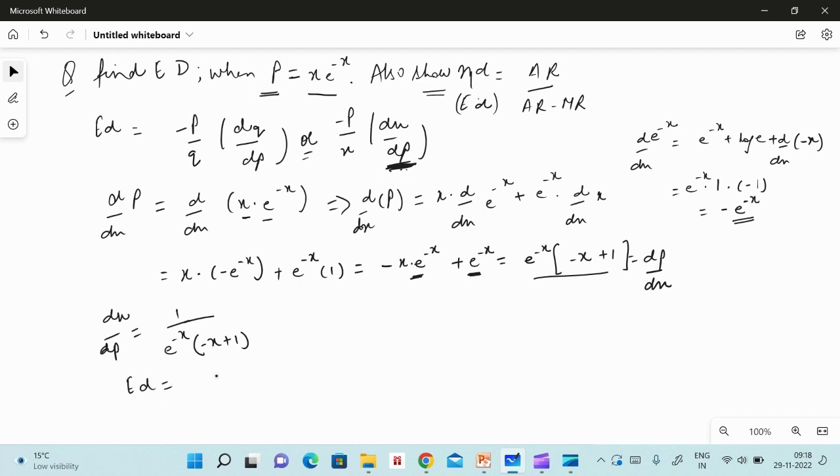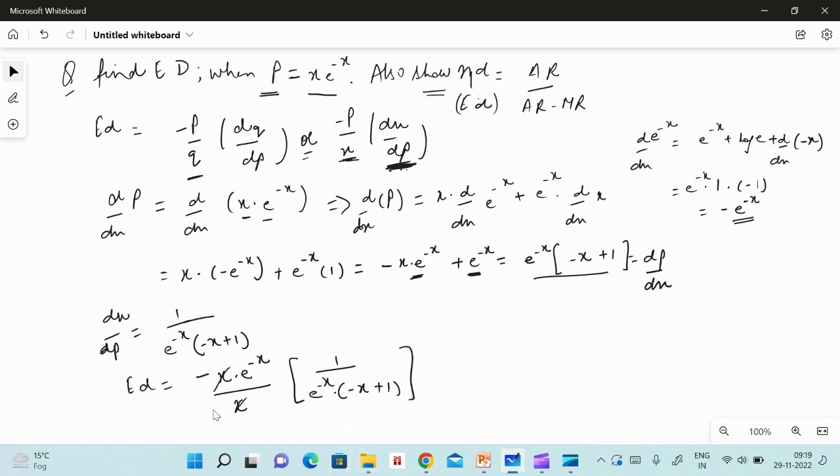Further, in order to calculate the elasticity of demand, the formula is minus p by q, and the value of p is given in the question, that is x into e power minus x. It is divided by x, right? Because it is given in the question that it is q, but we will substitute q with x, okay? So this value we multiply with dx by dp, that is 1 upon e power minus x into minus x plus 1, right?